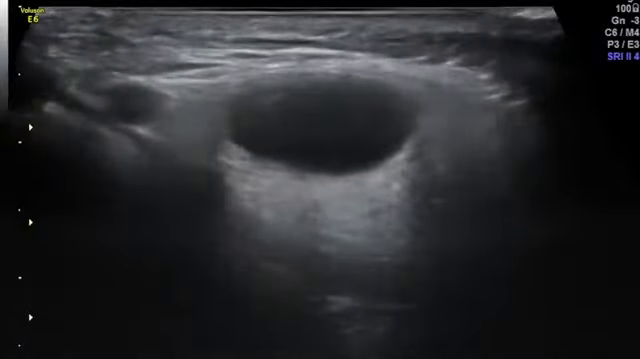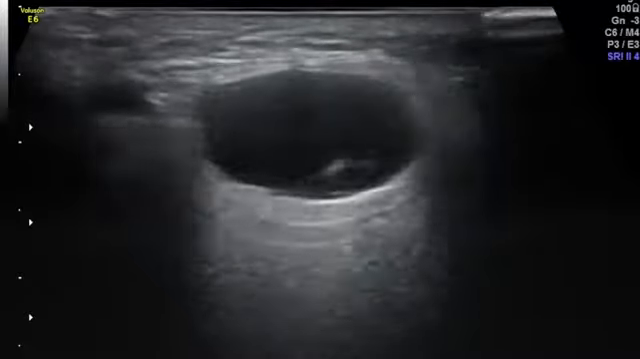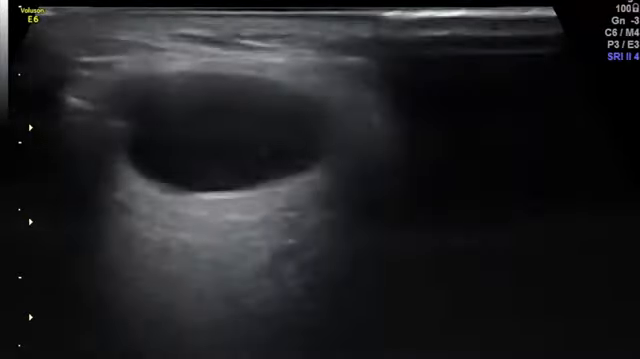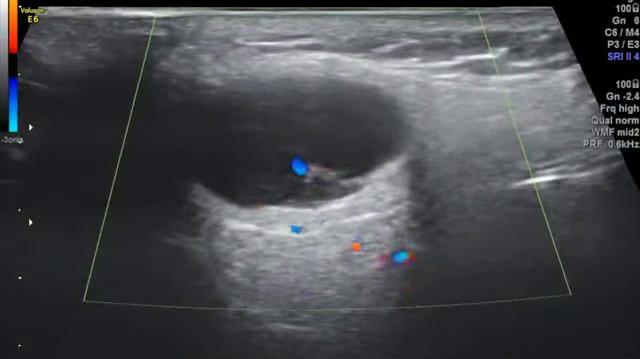Now let's have a look at this particular parotid gland case. As soon as we put the probe here, you may think that this looks like a cyst because you're getting almost an acoustic enhancement seen posterior to the lesion.